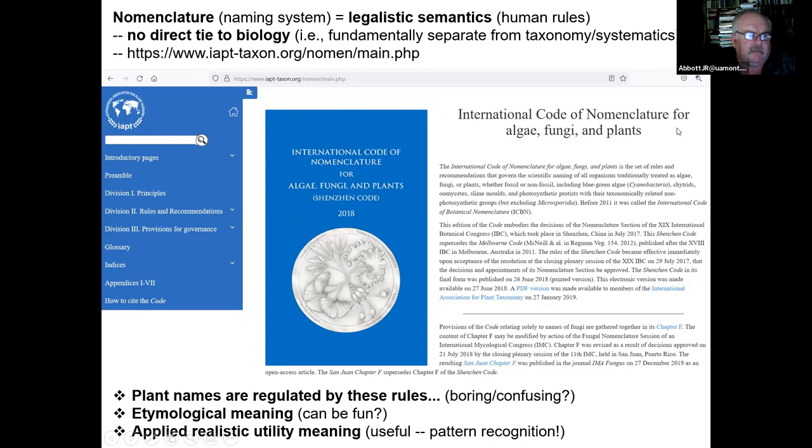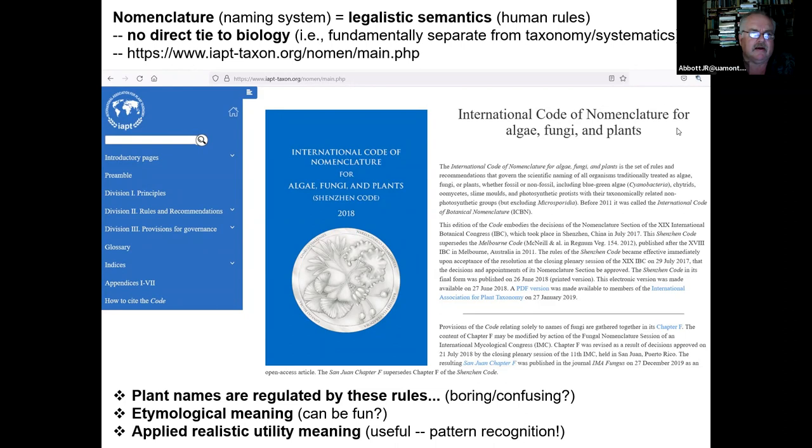And so, again, most people, when they think about plant names, think about nomenclature itself. I just want to stress again that when we say nomenclature, we're talking about a naming system, right? These are human rules. This is just legalistic semantics. If you like arguing with people, if you're one of those game players who loves the rules, who likes citing, well, according to rule 13-2, subpoint B, if you like those kinds of arguments, then you would love nomenclature, right? Personally, I don't like that kind of stuff. But I do want to point out again that even though we as biologists use nomenclature, there's no direct tie to biology, right? It's fundamentally separate. It's just codified law.